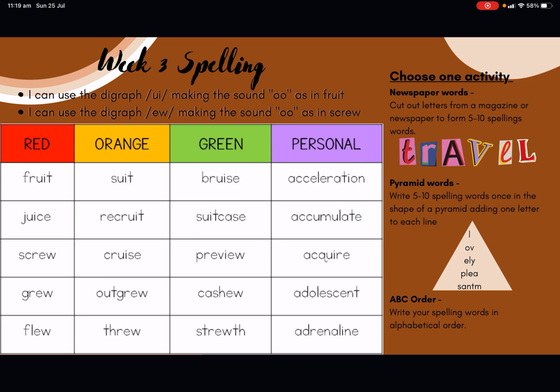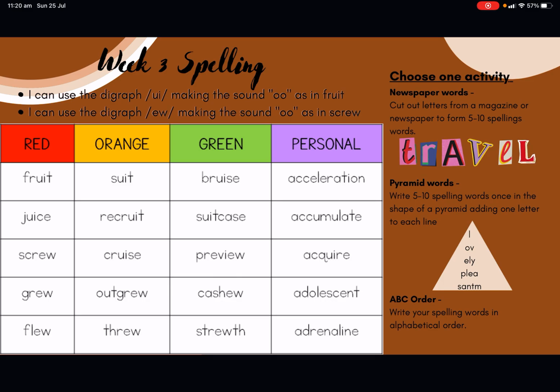Now, like last week, you write out all your words like you usually would, and you're focusing on memorizing them using the digraphs that we're focusing on this week. However, it's also a lot of fun if you choose one of the activities on the right-hand side to also help you memorize your words, because writing them down repetitively is good, but it's always fun to do it in another way as well. So we have the same 3 activities that we had for last Monday, which are the newspaper words, pyramid words, and ABC order.